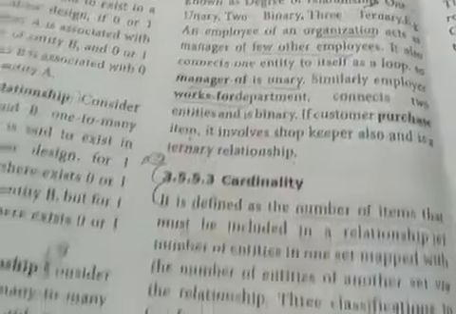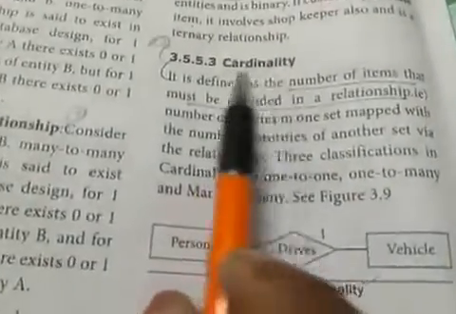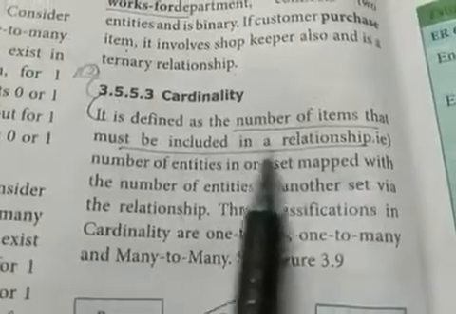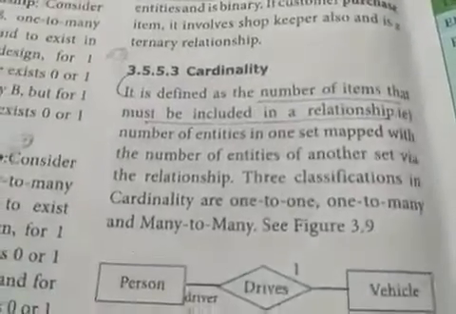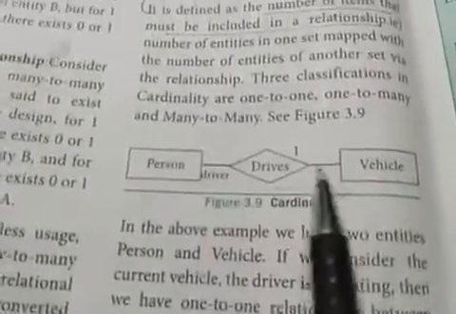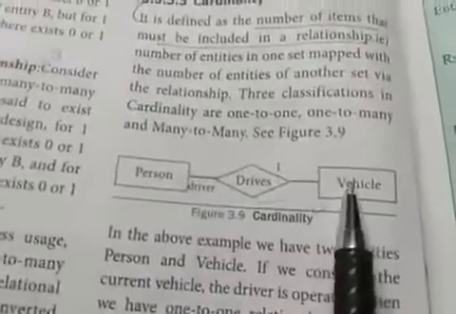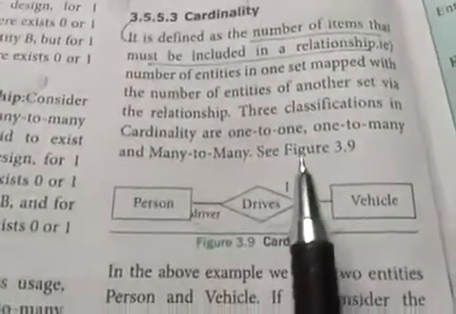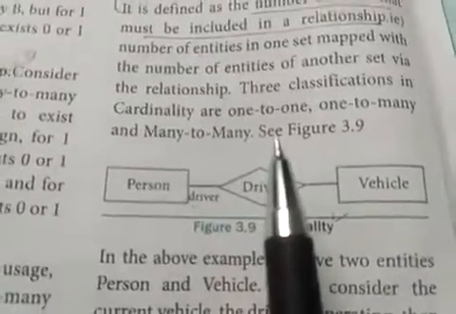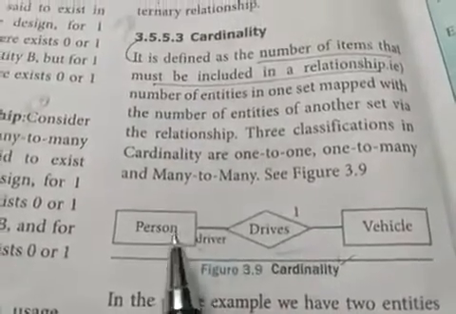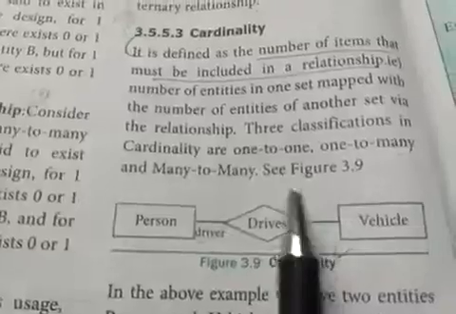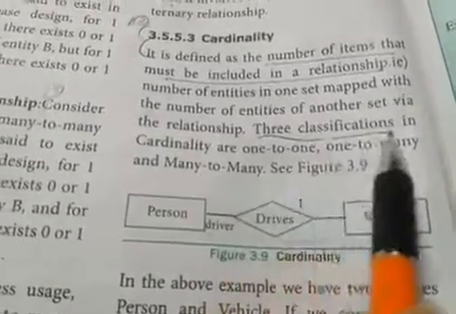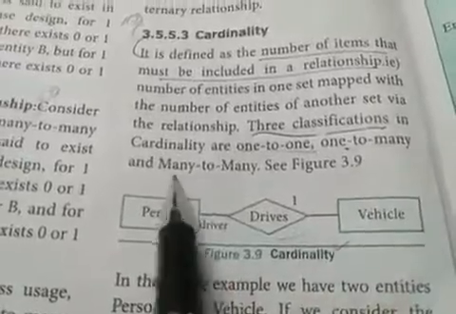The next topic we are going to see is cardinality. What is cardinality? It is the number of items that must be included in the relationship. Say for example, a person drives a vehicle. So how many persons can drive one vehicle at a time? One person can drive one vehicle at a time. So how many items are involved here? Only one vehicle. So it is said to be a 1-to-1 cardinality.